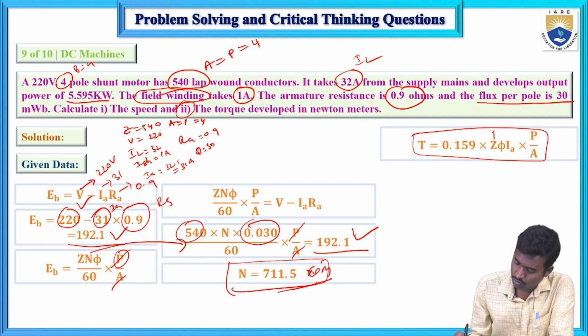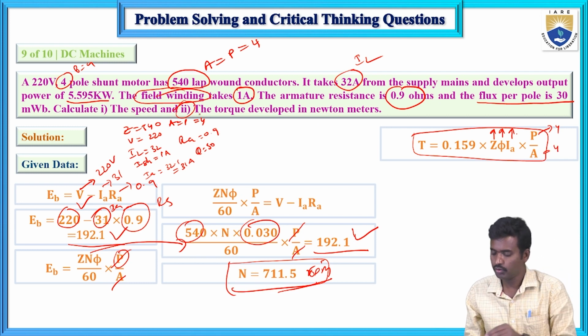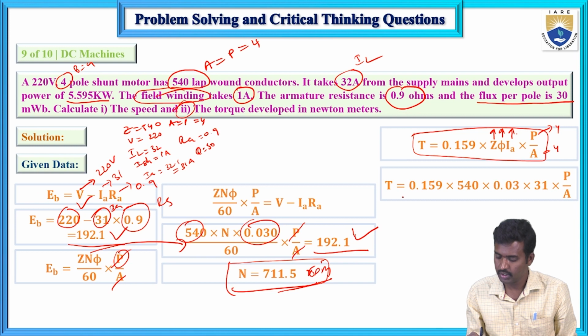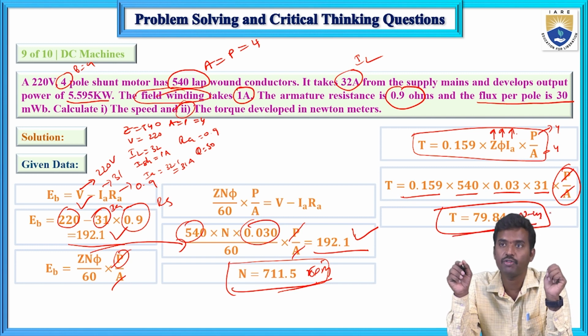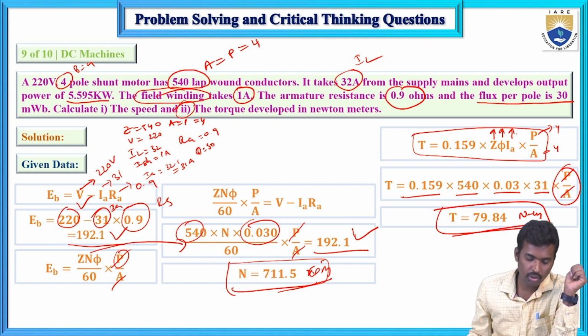Now here Z equals 540 and φ equals 0.03 and IA equals 31, and P is equal to 4 and A equals 4 for lap winding. Now if you substitute here, same thing. This one is fixed, and this Z, Phi, IA and this one lap winding. You can cancel, and the torque is 79.84 Newton meter.